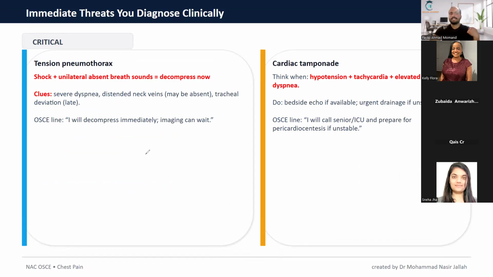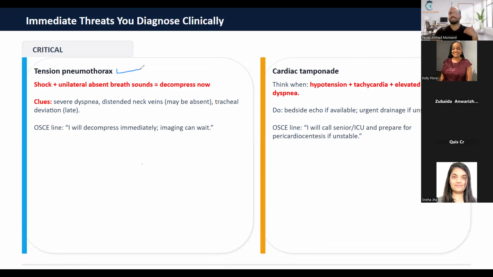Now, some of the conditions that may not give you the time to do imaging, one of them is tension pneumothorax. If the patient comes with sudden severe chest pain and they are now in shock and you don't hear any breath sounds on one side, plus their neck veins are distended and trachea is deviated to the other side, this patient has tension pneumothorax. Decompress. Nothing else, you decompress at the second intercostal space on the mid-clavicular line.